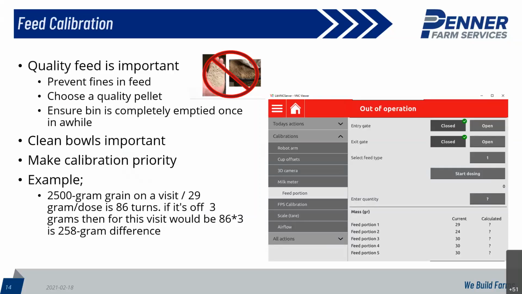Feeding. Quality is king. Choose a quality pellet that does not crumble quickly. Fines is something cows don't eat very well. It's also a good idea to actually run the bin outside empty. A new load will auger out from the middle of the bin. The feed that's sitting at the sides will stay there and become old and stale. And it's also important, if you're switching feed types, it's good to get that bin completely empty.